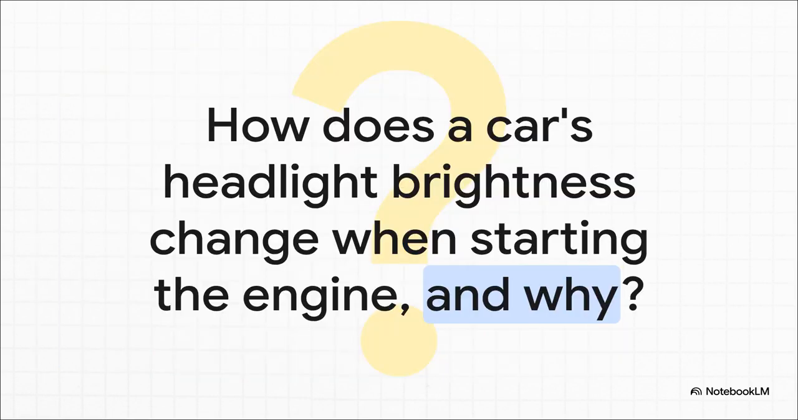Okay, to wrap this all up, I want to leave you with a challenge to see if you've really got it. Think about a car. You turn the key to start the engine, and for just a second, the headlights dim. Using what you now know about EMF, terminal potential difference, and internal resistance, can you explain exactly why that happens? If you can nail that, you'll know you've got this topic down.